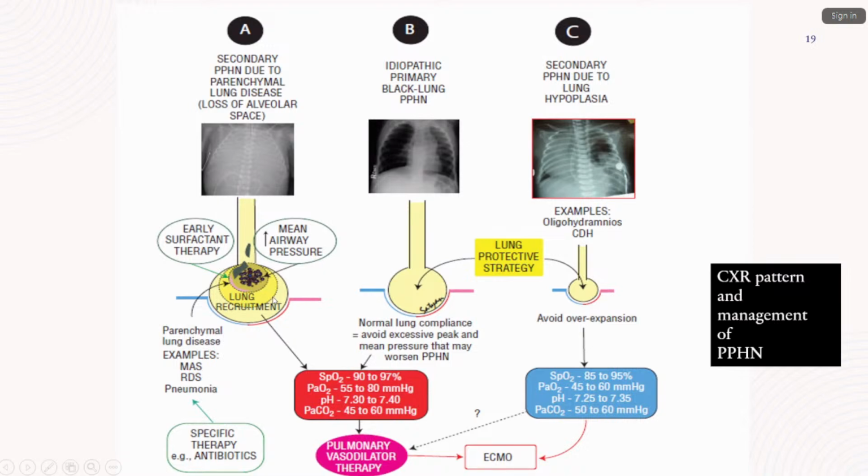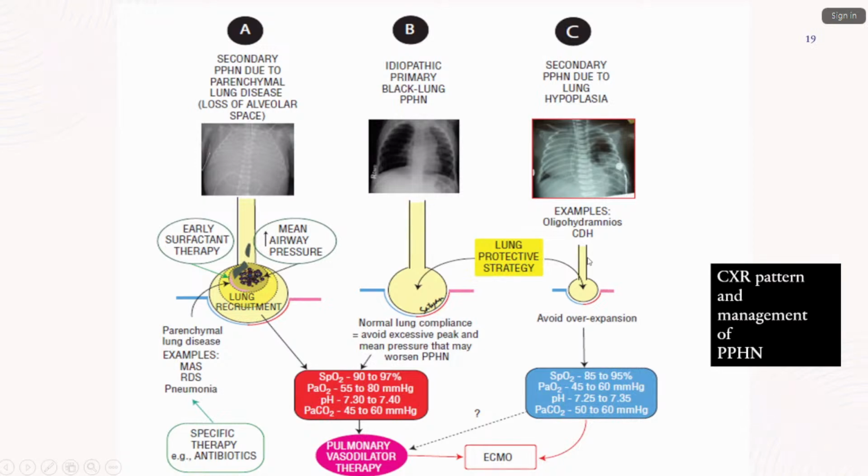So in this case, the main target will be lung recruitment, which increases the mean airway pressure. Again, the target will be SpO2 of around 90 to 97%, PaO2 of 55 to 80, pH 7.3 to 7.4, and PCO2 between 45 to 60. And the next step will be vasodilator therapy that will be discussed subsequently.